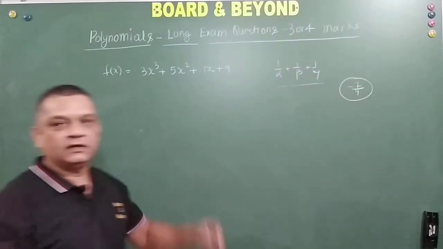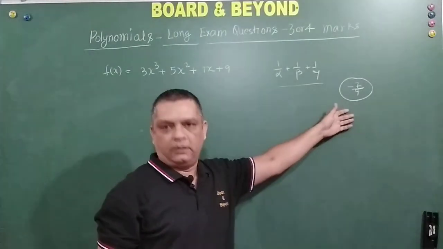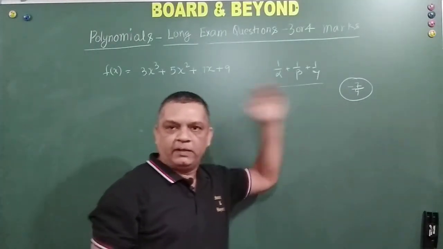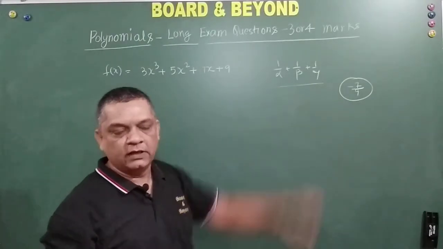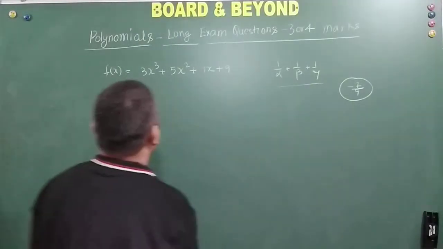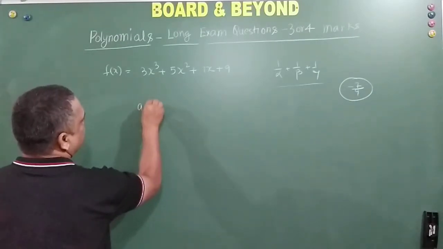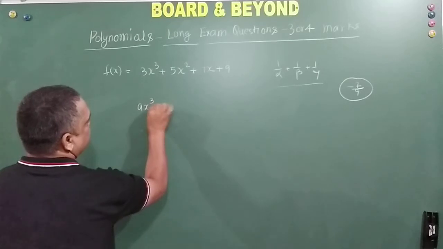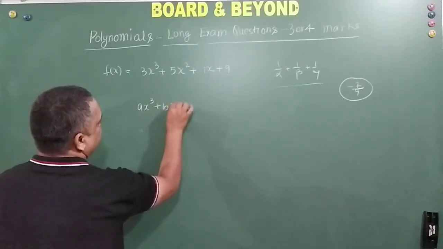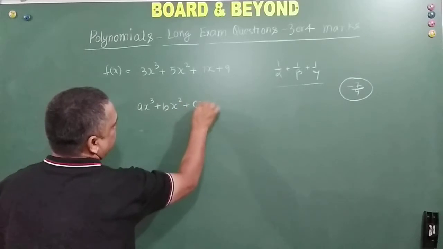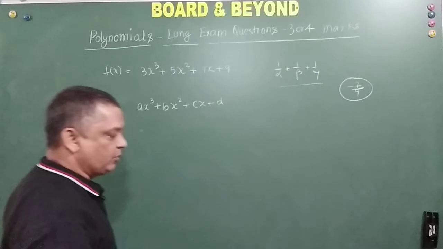You must be thinking, how did this come? You can write this for any cubic polynomial, just by seeing the cubic polynomial. So let me explain how you do that. Let's say I am going to write the generic form of the cubic polynomial, ax cube plus bx square plus cx plus d. This is the generic form of a cubic polynomial.